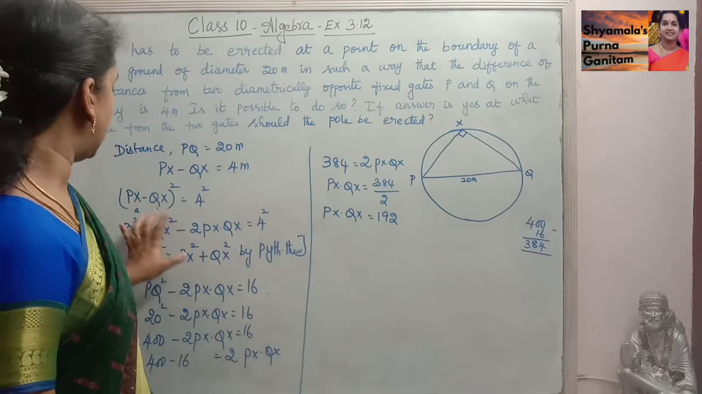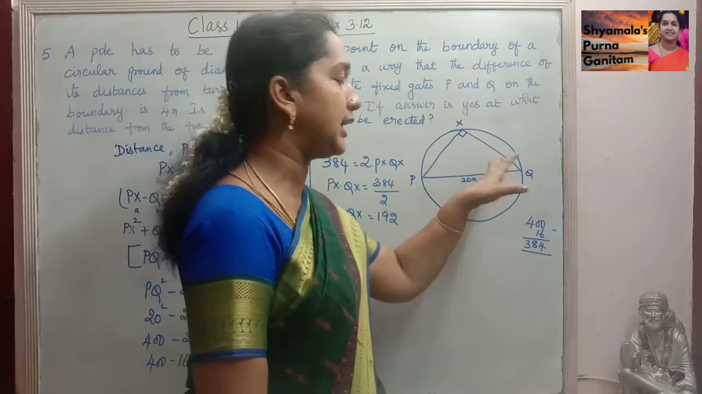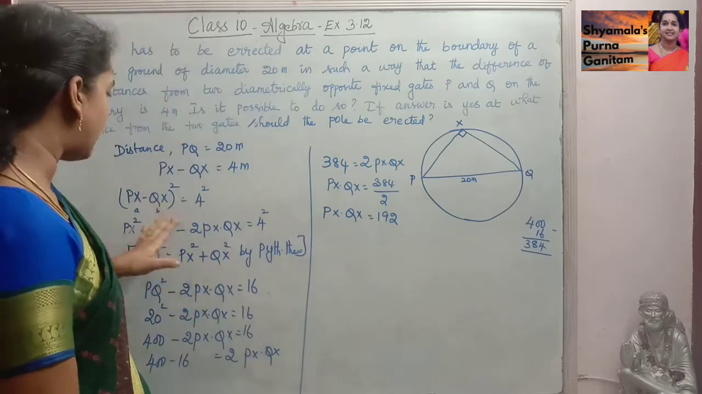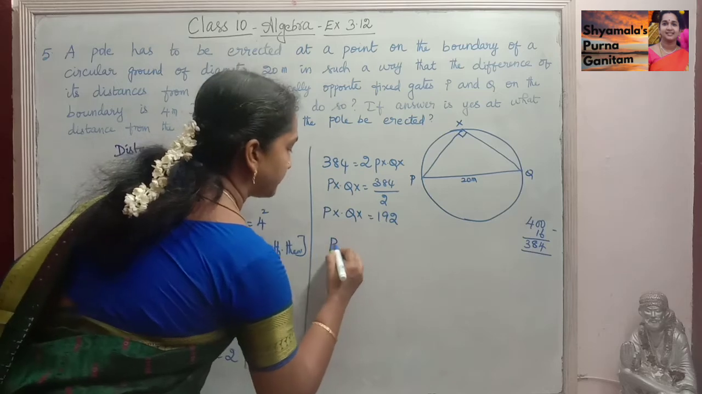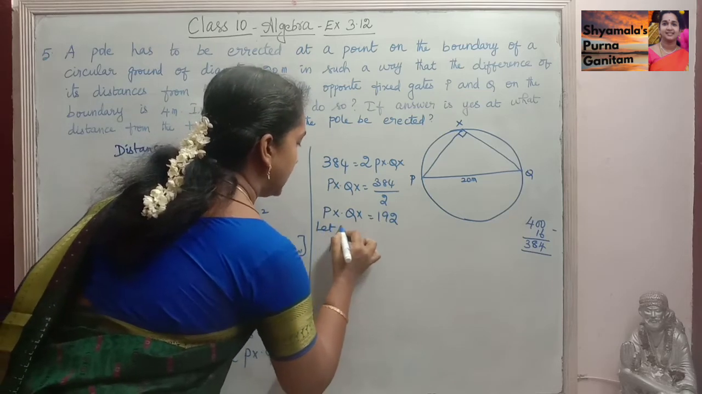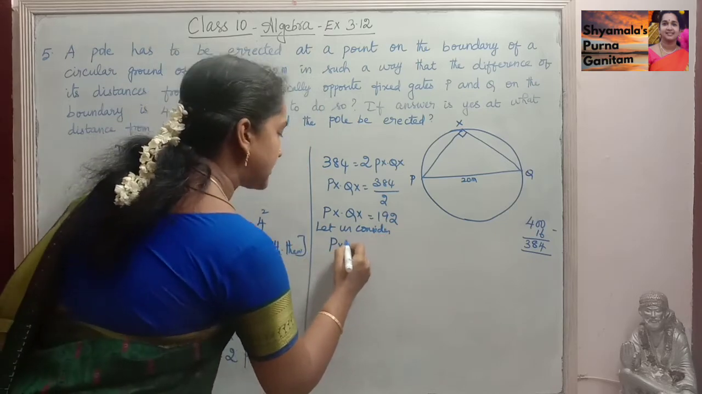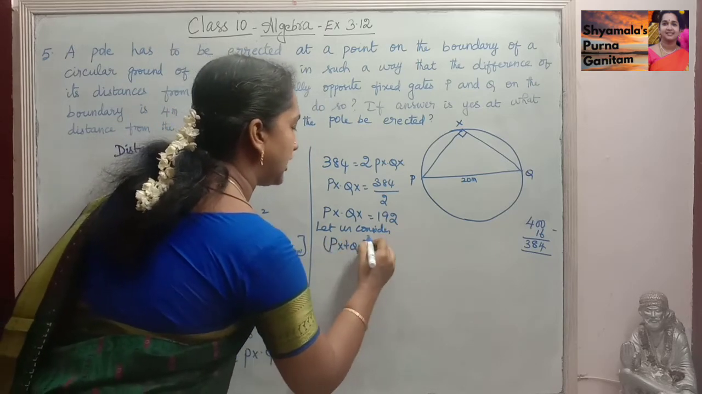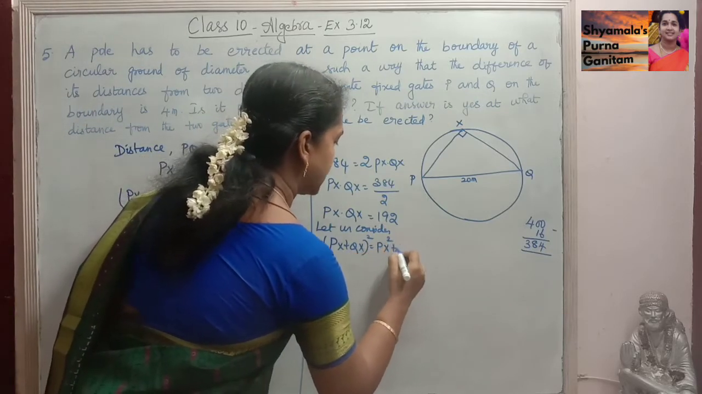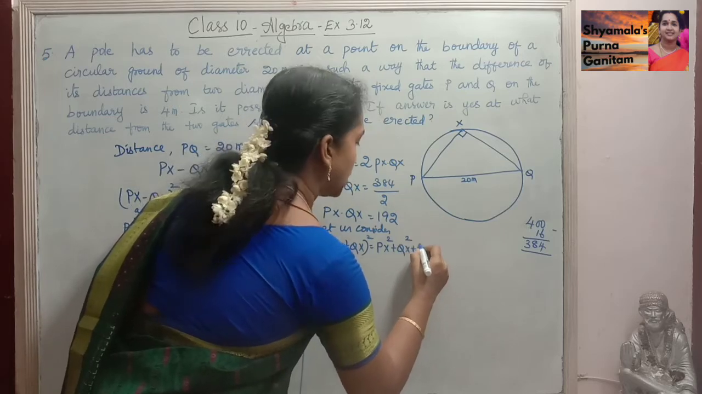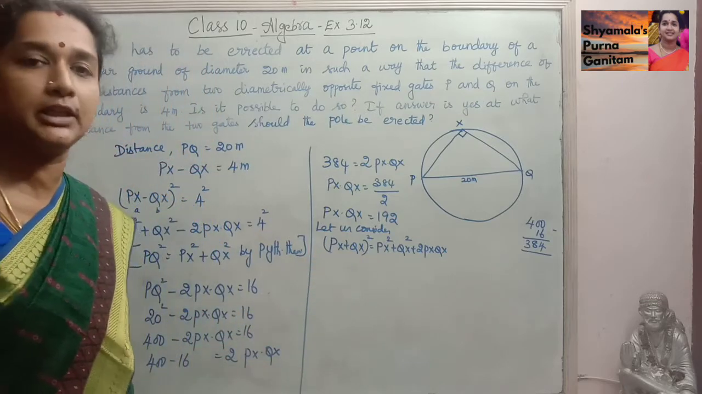Now, here we got px minus qx the whole square. We need to get the value for px and qx. So, we will find the value of px plus qx the whole square. Anyhow, we need the value. So that is equal to px squared plus qx squared plus 2px into qx. So this is the expansion of a plus b the whole square.